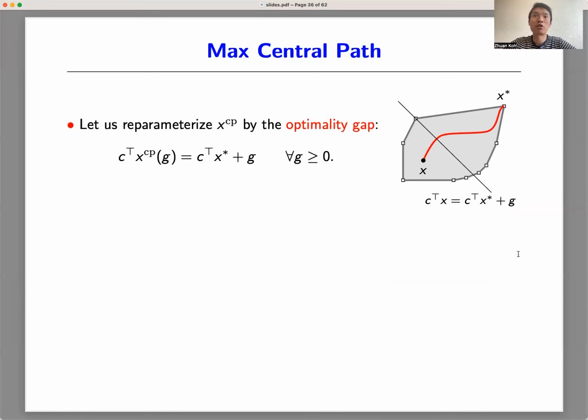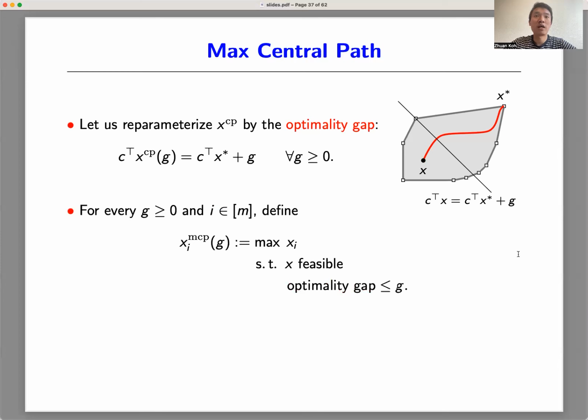Now let us reparameterize the central path by the optimality gap. The optimality gap of a point is the difference between its objective and the optimal value. So what we're doing here essentially is replacing the parameter mu by g. For any value of g, if you look at the hyperplane defined by C transpose X equals opt plus g, the central path intersects this hyperplane precisely at one point. And so this is a valid reparameterization.